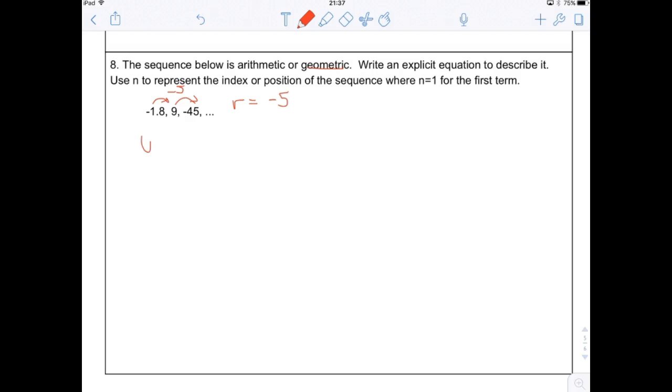Now I'm going to write the explicit equation. u_n equals u_1 times r to the n minus 1. Guess what r is? It's negative 5. What's u_1? u_1 is the first term, which is negative 1.8. So negative 1.8 times negative 5 to the n minus 1. So there's my explicit equation to describe it. And that's it. Okay?